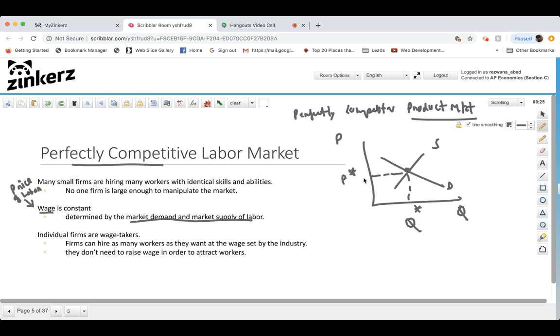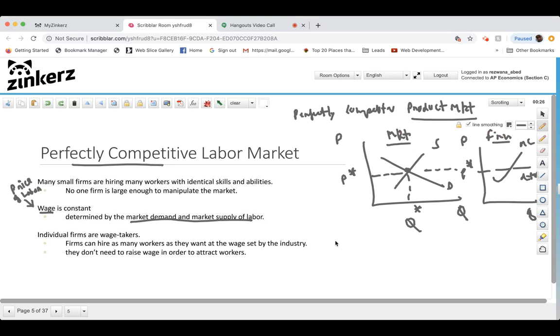And this P star was determined by the market, and we saw that farms had to take this market price as given. So this was their demand, and this was their marginal revenue. This is P and Q. This is on the farm side. This is the market graph. This is the farm graph with a perfectly competitive product market.